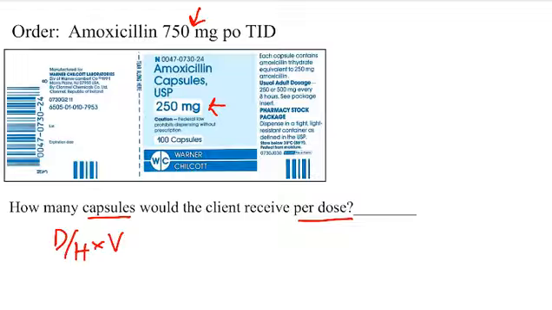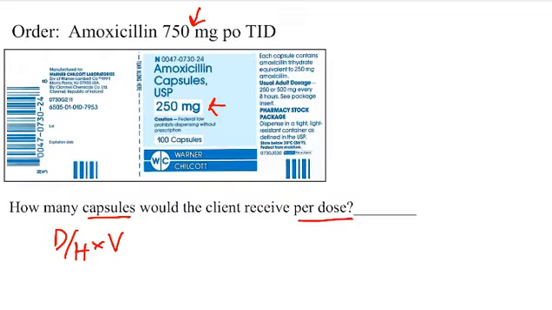You can also use ratio proportion for these questions if you'd like, but D over H times V is one formula that I highly recommend that you memorize and use just because it's a little bit quicker and nurses need to be efficient with their time in the hospital. So I'm going to go ahead and look into my information here to find that information.